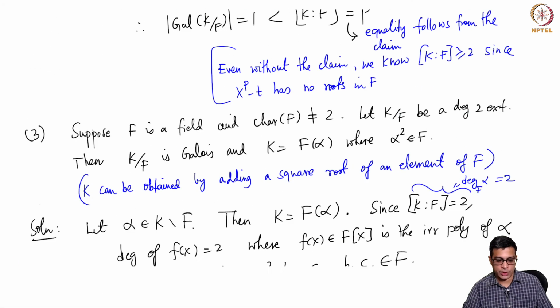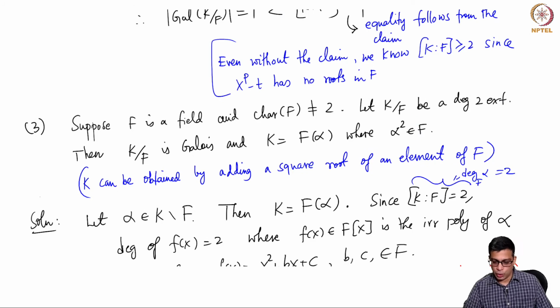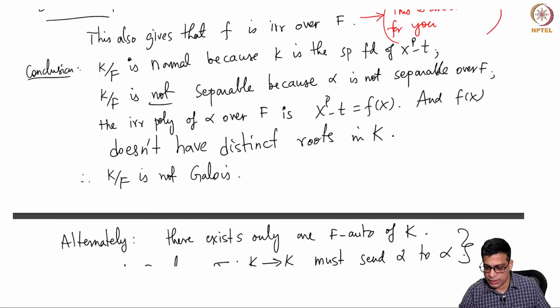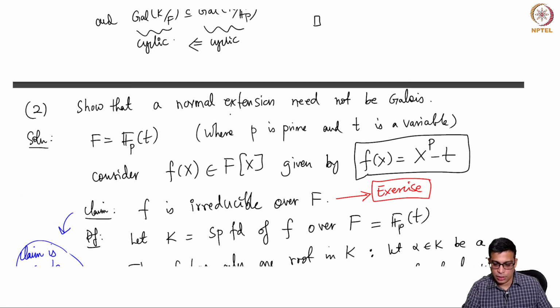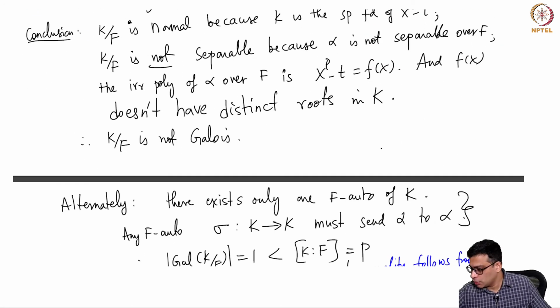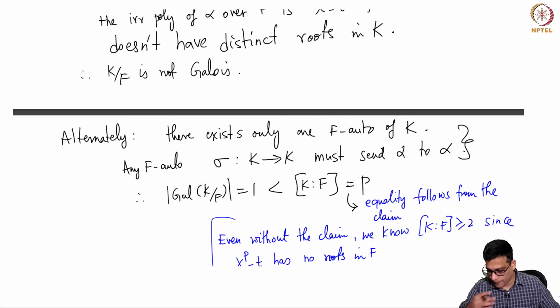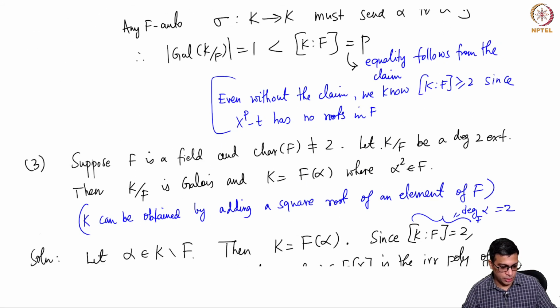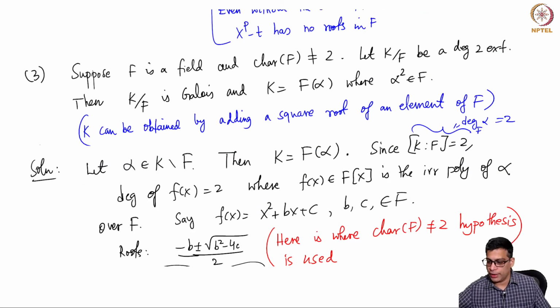Okay, so any degree 2 extension of a non-characteristic 2 field is Galois. Of course, that's false if you take characteristic 2, as this example shows. So this tells me that the third problem is solved: any degree 2 extension is Galois and it is obtained by adding the square root. Let me do one more problem before we stop, and then we will continue in the next video. I'll do some more problems.